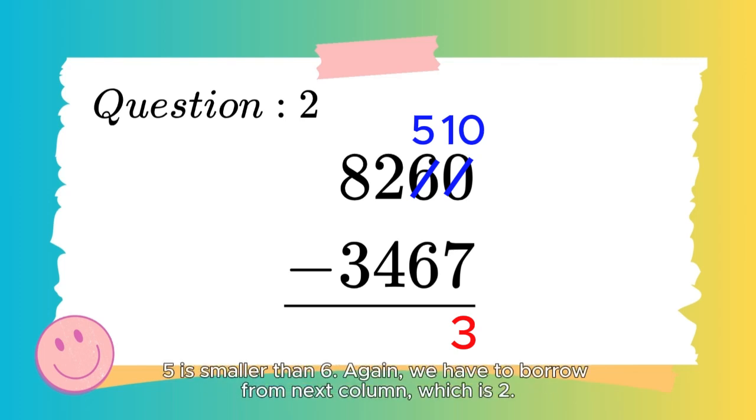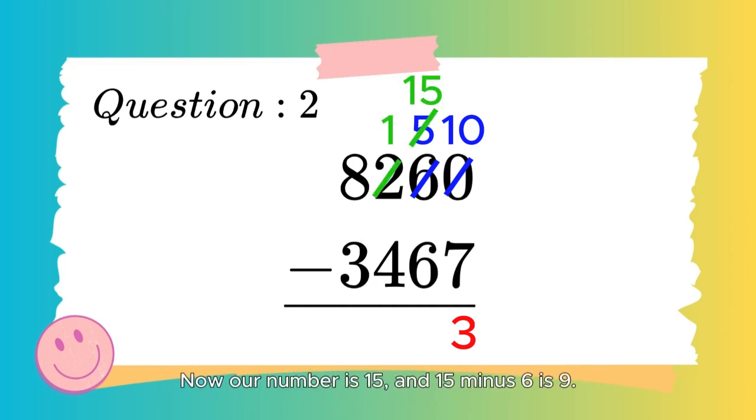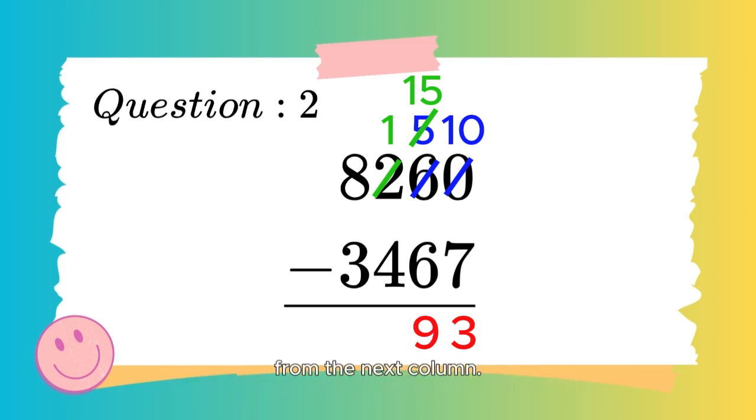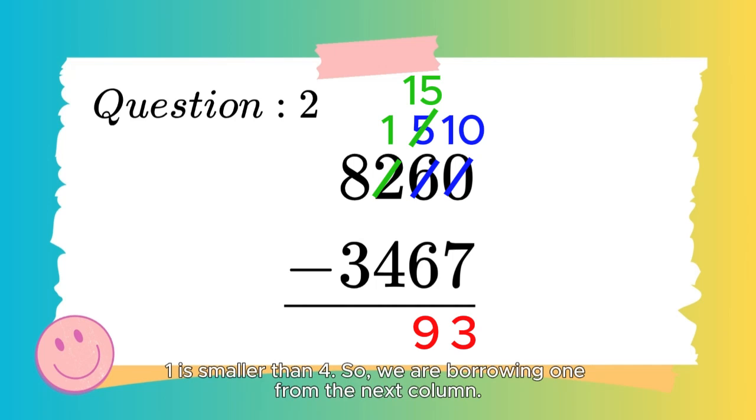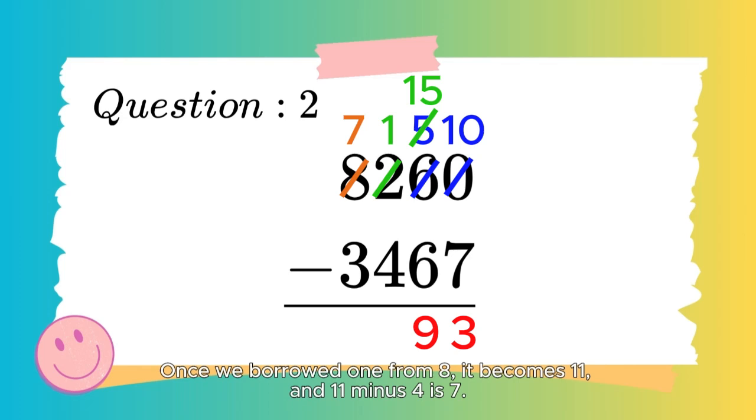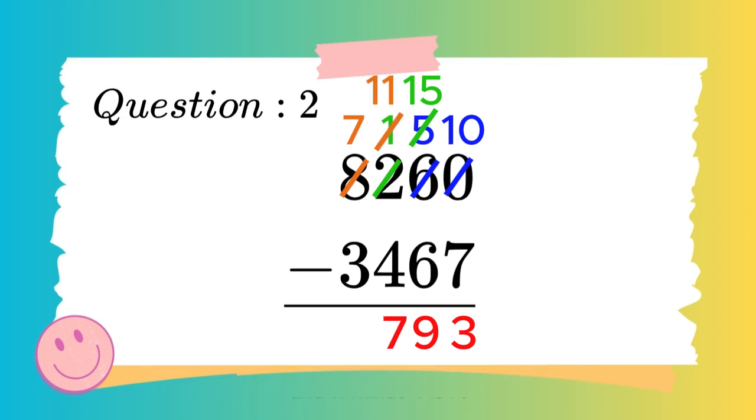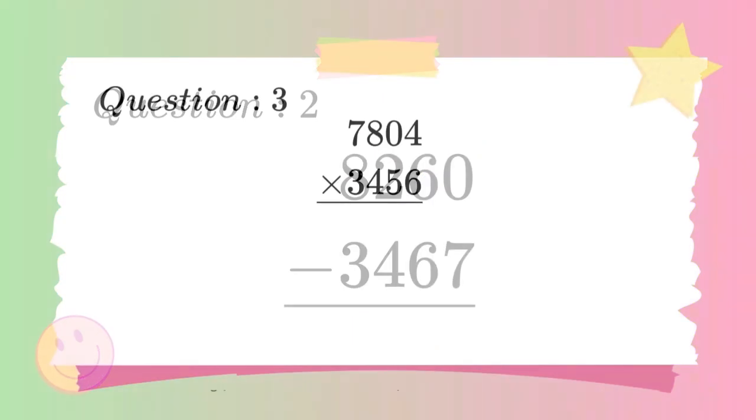5 is smaller than 6. Again, we have to borrow from the next column, which is 2. Now our number is 15, and 15 minus 6 is 9. Since we borrowed 1 from 2, it is 1 now. 1 is smaller than 4, so we are borrowing 1 from the next column. Once we borrowed 1 from 8, it becomes 11, and 11 minus 4 is 7. Lastly, 7 minus 3 is 4. So the answer is 4,793. Question 3.